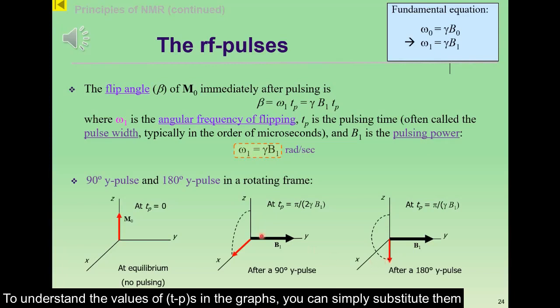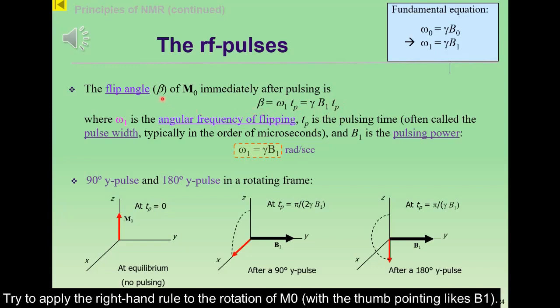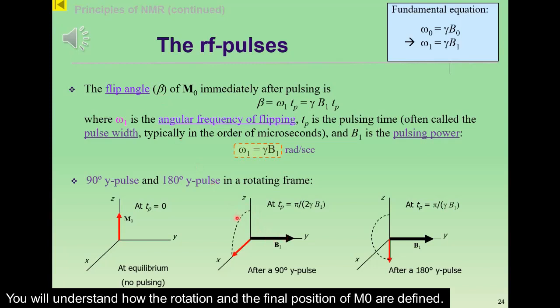To understand the values of Tp in the graphs, you can simply substitute them in the equation for beta above, which will then give the flip angles of M0. Try to apply the right-hand rule to the rotation of M0. You will understand how the rotation and the final position of M0 are defined.